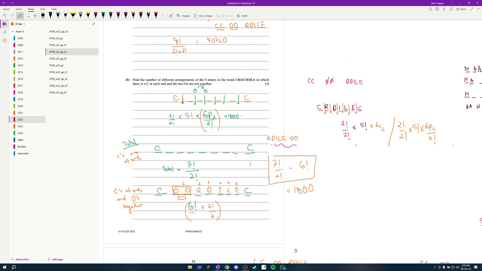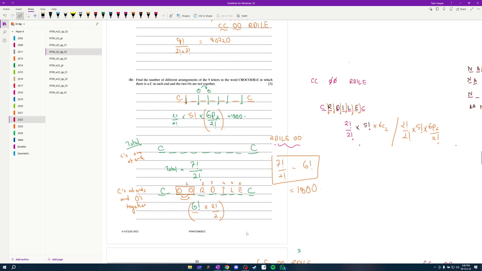And then if you keep the O's together, how many units do you have? 5 for R dial, and the 2 O's will be considered as a single unit. So 6 units, 6 factorial times 2 factorial by 2 factorial, because the O's are in fact identical, and you can ignore that. Okay, and then if you subtract 6 factorial from 7 factorial by 2 factorial, you'll also get 1800. But personally, I don't prefer this method.